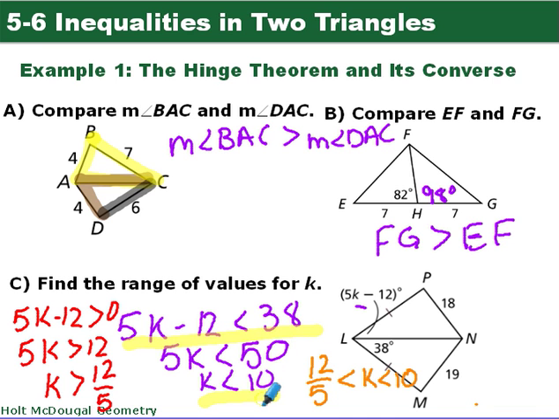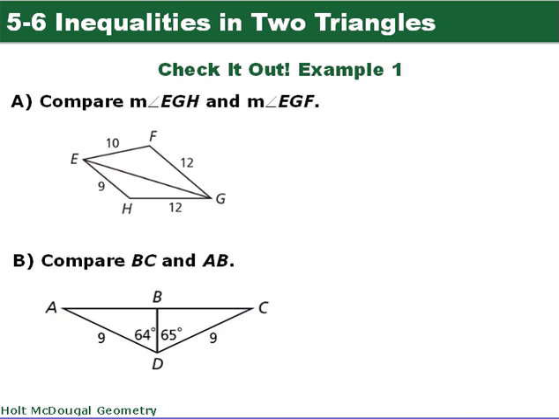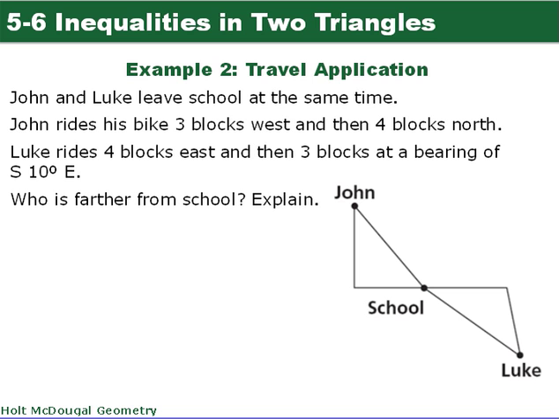Our lower limit: since we can't have a side length of 0, or an angle measure of 0, 5K minus 12 has to be greater than 0. Solving for K, K has to be greater than 12/5. So our compound inequality becomes 12/5 is less than K is less than 10. All right, so here are some problems for you to do, and ask any questions if you have them.